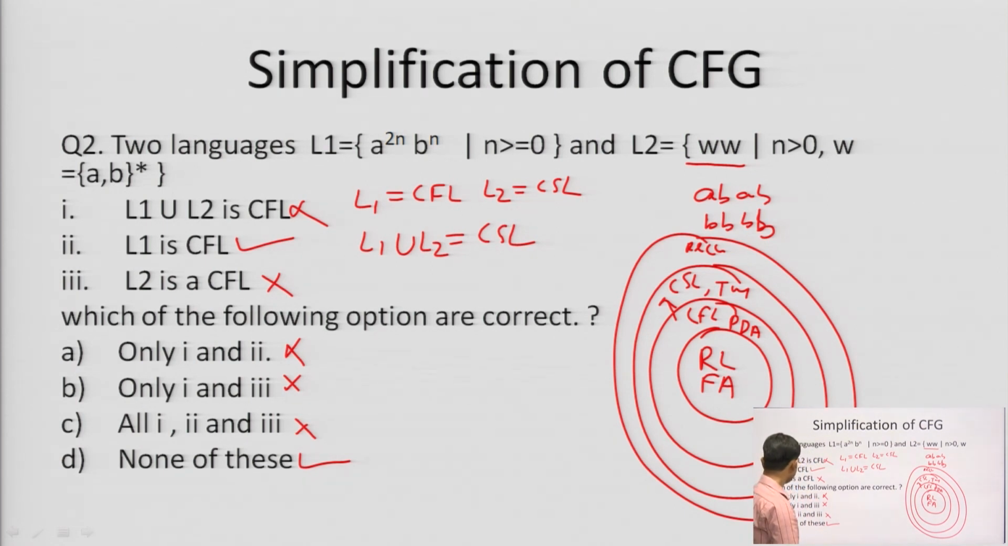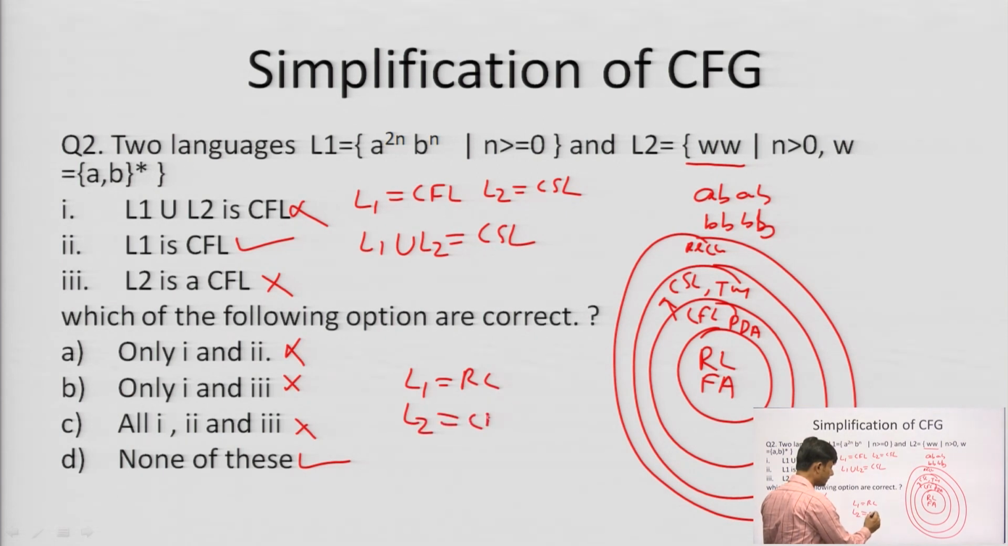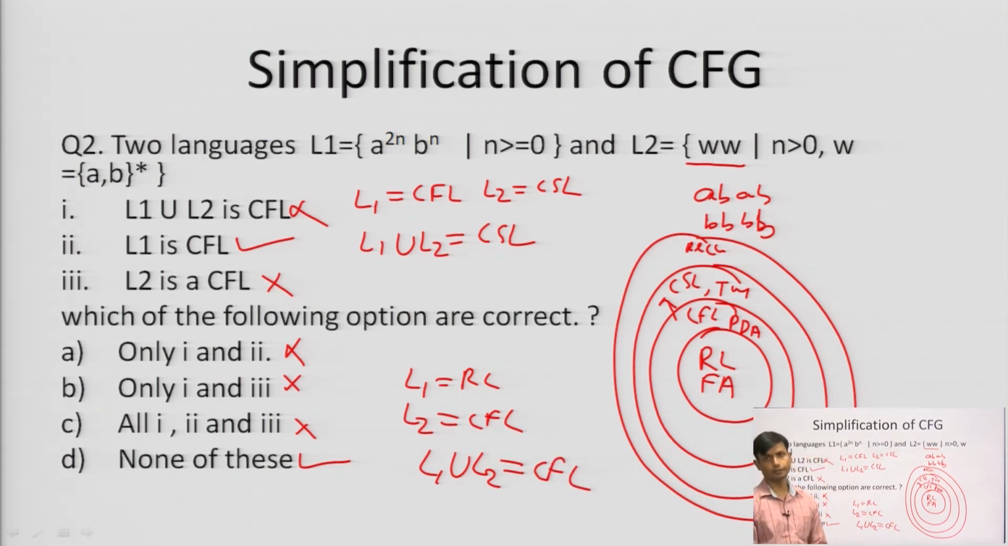So, here, L2 is a CFL? No, L2 is not a CFL. L1 union L2 is a CFL? No, it is not a CFL, it is a higher language. Suppose L1 is regular and L2 is a CFL. Then L1 union L2 is a CFL. So, union or intersection always takes the higher one, but in CFL you have already seen that it does not satisfy the closure property of intersection, it is satisfied only for union.